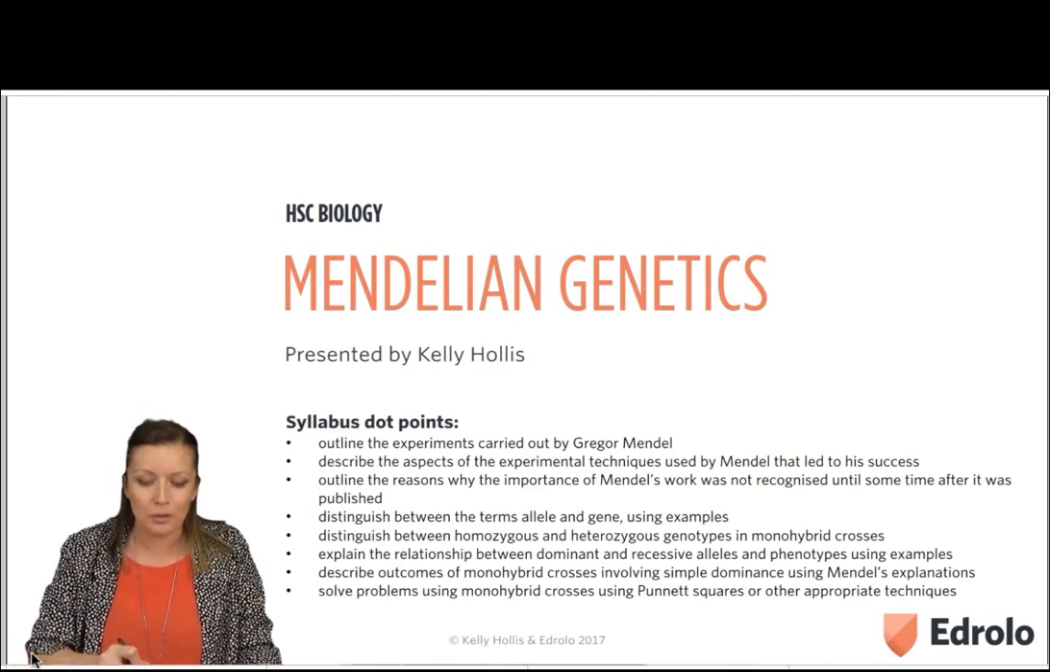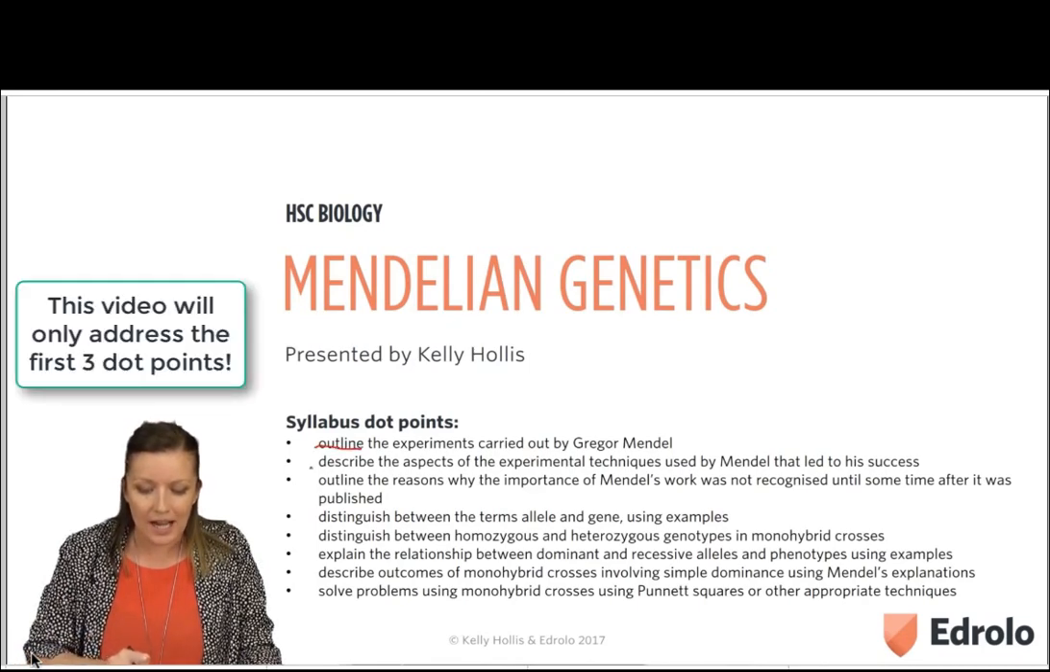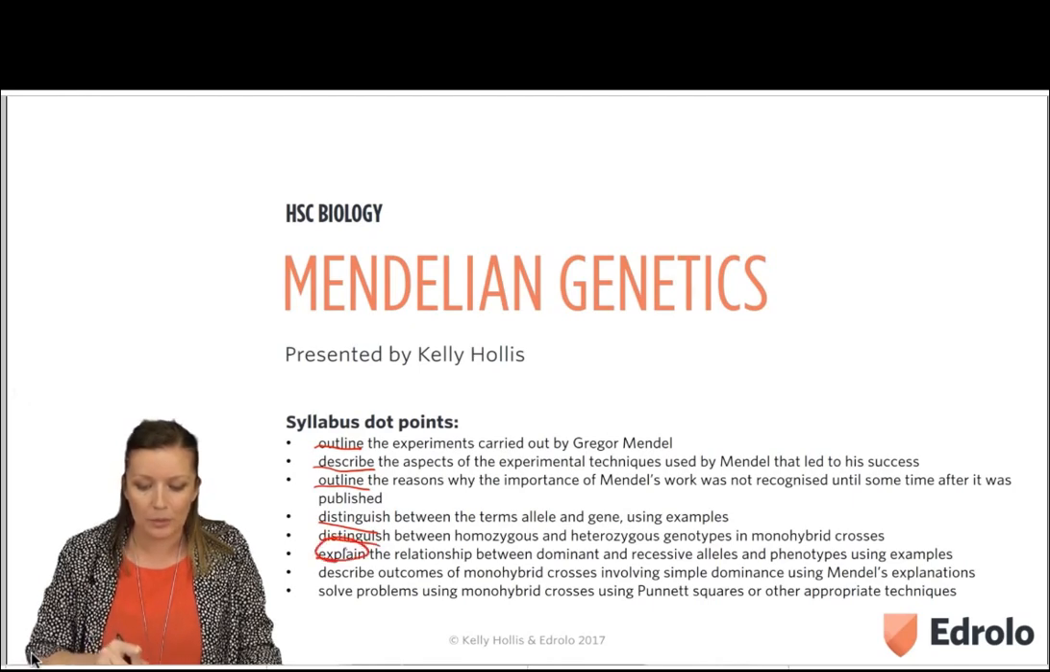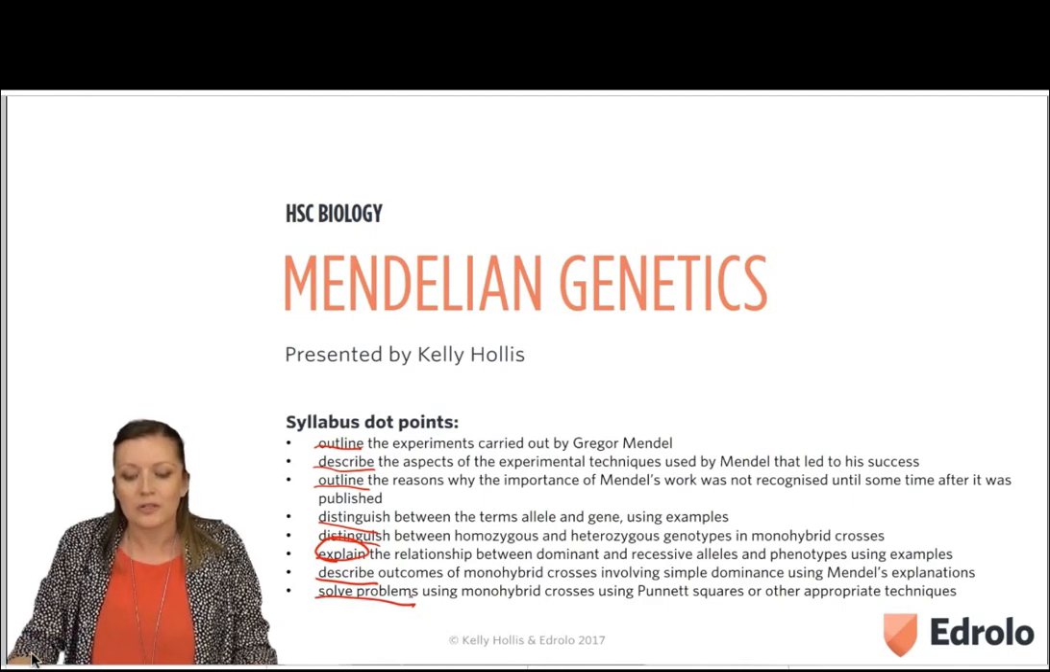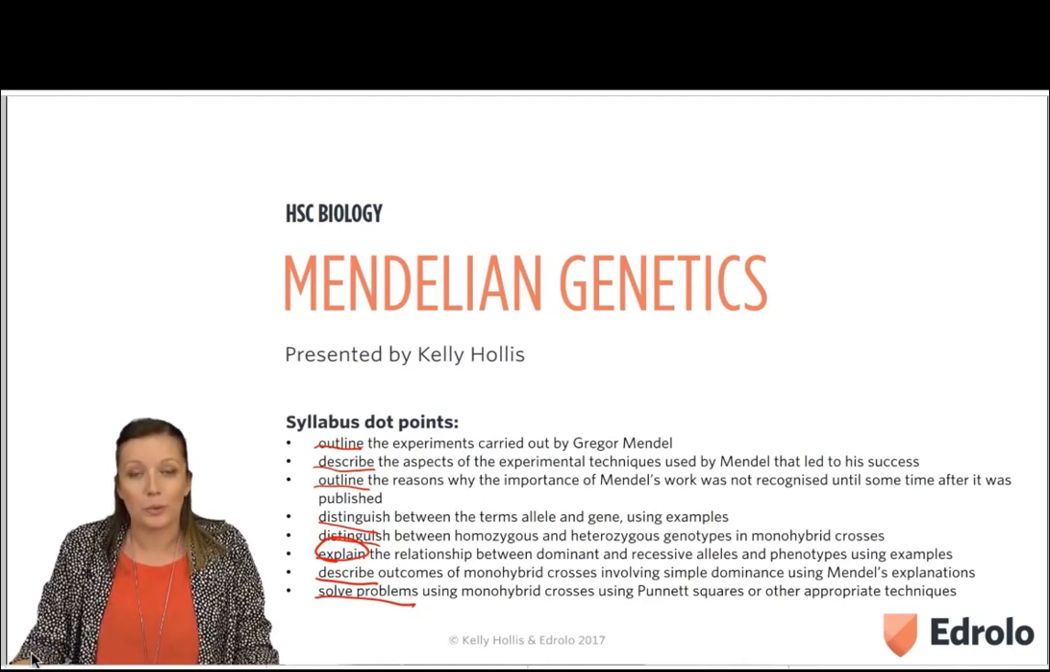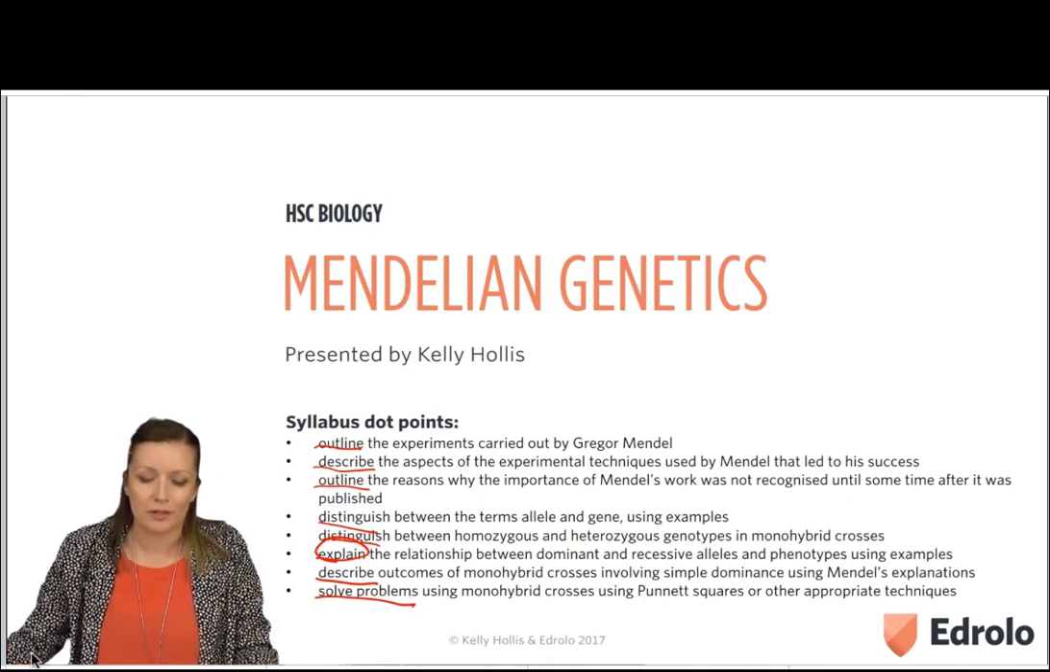If we have a look through, most of them, as we can see, are outline, describe, distinguish, one explain, where we'll need to look a little bit further, describe and solve problems. So even though there are quite a few dot points there, they will be quite easy for us to move through.